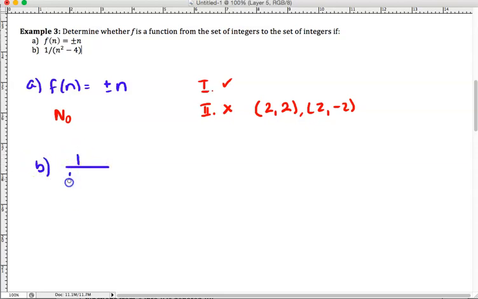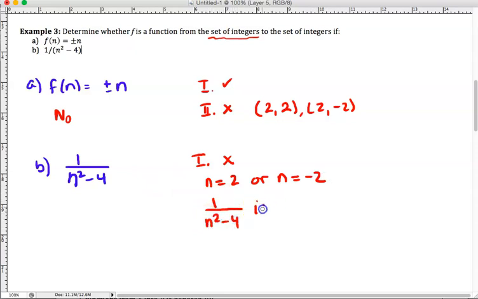Let's look at this one, 1 over n squared minus 4. So let's look at the first condition. The first condition is, can I use all the values in my domain? My domain is the set of integers. So you can see that this gets broken because I can't use all the values in the domain. Specifically, there's a problem if n is 2, or if n equals negative 2, then the fraction right here is undefined.